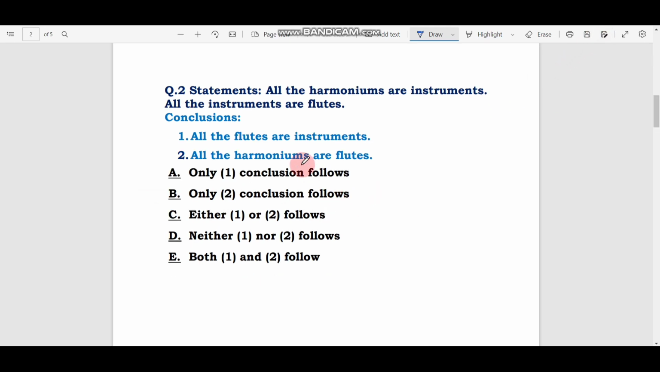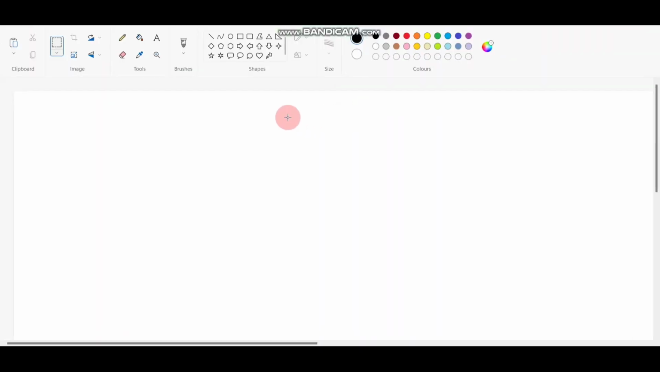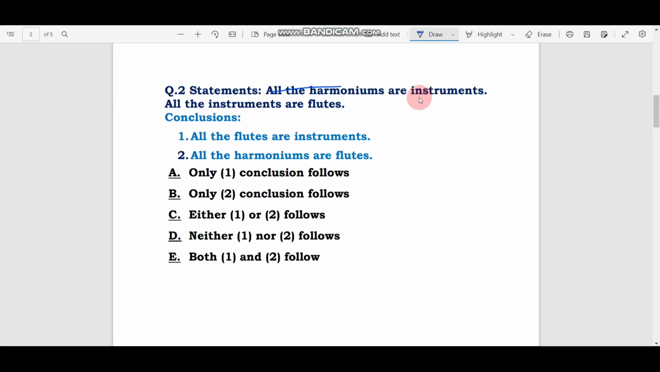Okay. Question number two has two statements and two conclusions. So let's draw the Venn diagram of both the statements first. The first statement is: all the harmoniums are instruments. So let's draw that.